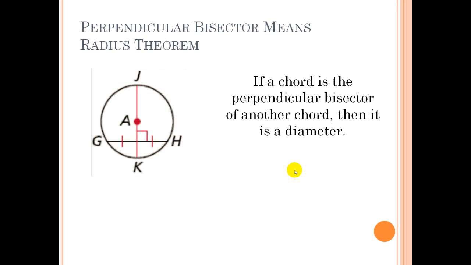It says that if we have a chord, in this case JK, that is a perpendicular bisector of another chord, so JK is perpendicular and bisects GH, so we see the little box there and the two congruent segments, so it's perpendicular and it bisects it. If you have that, then JK must be a diameter. And we know that GH isn't because we can see that, but also because it's not bisecting JK. JK is the bisector, so it must be the diameter.